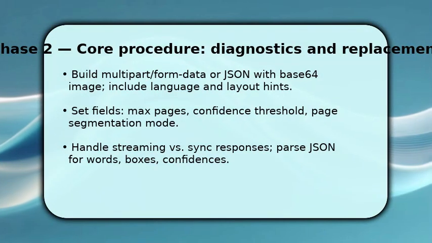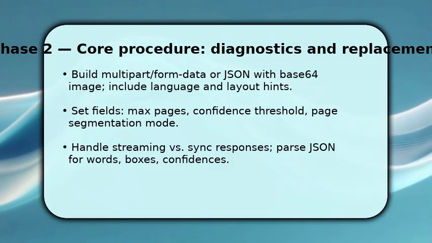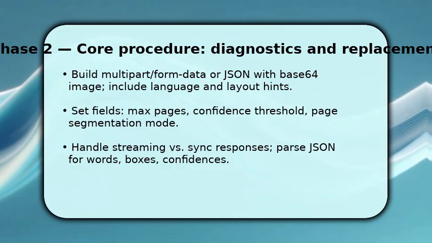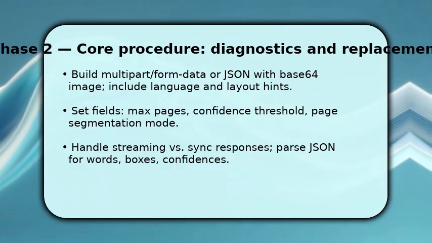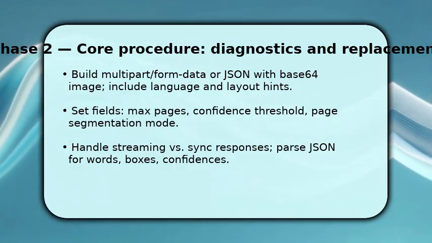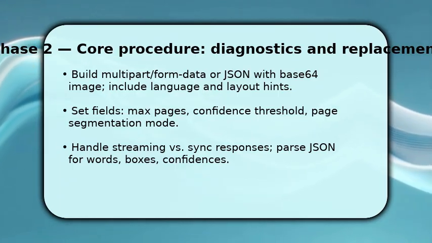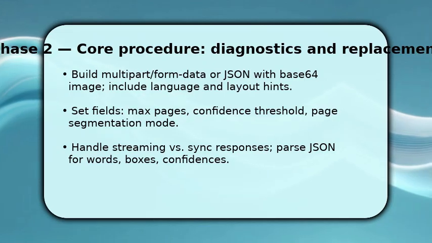You now construct the detailed request, either multi-part form data for binary upload or JSON with base64 encoded image, and include language and layout hints so the model knows what to expect. Make sure to set max pages and a confidence threshold to filter weak results. Also specify page segmentation mode if available.